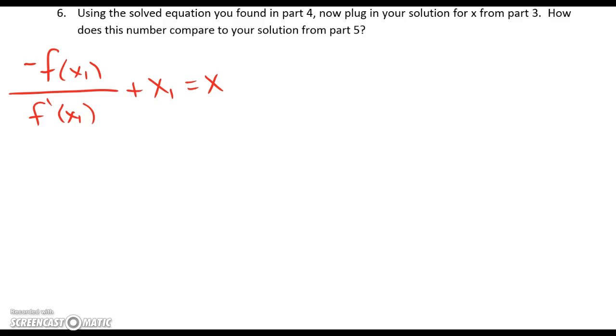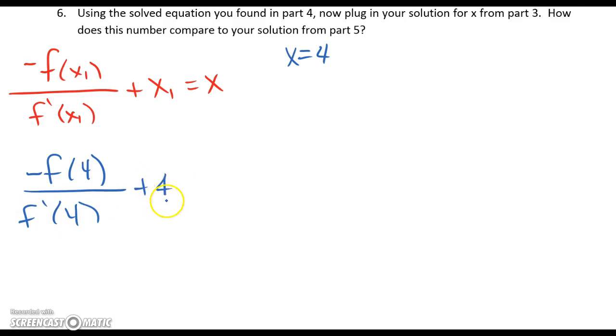In part 3, we found the solution x equals 4, and we want to plug this into our iterative function. Now remember, x1 was technically 1, and we found x equals 4, but we're going to now update and let x1 be 4 and find our new x. And our goal with that is to see if it equals the solution that we found in part 5. So plugging in, we end up getting negative f of 4 divided by f prime of 4 plus 4 should be equal to our value of x.